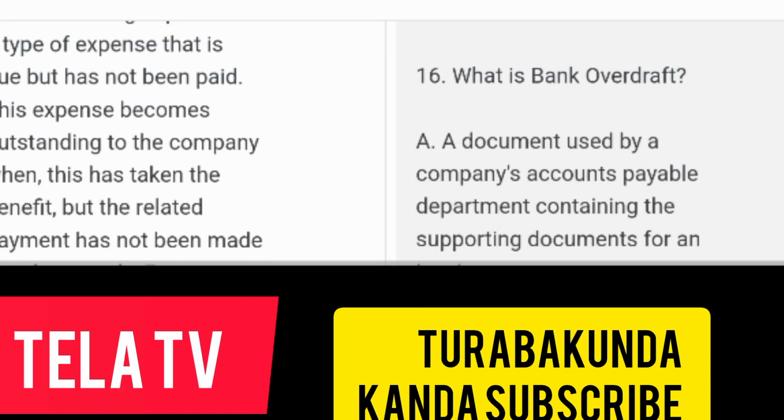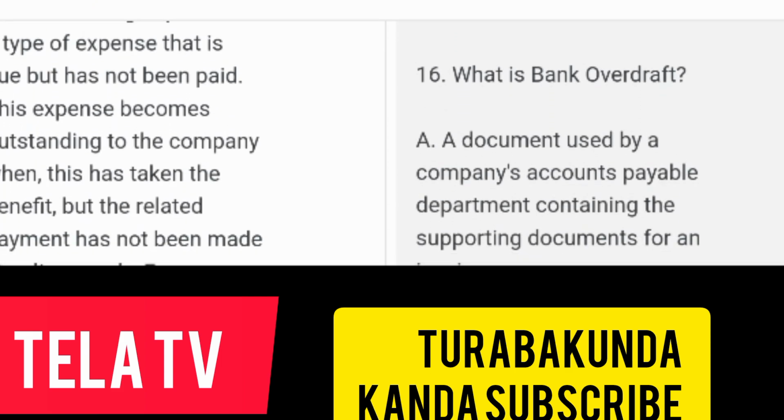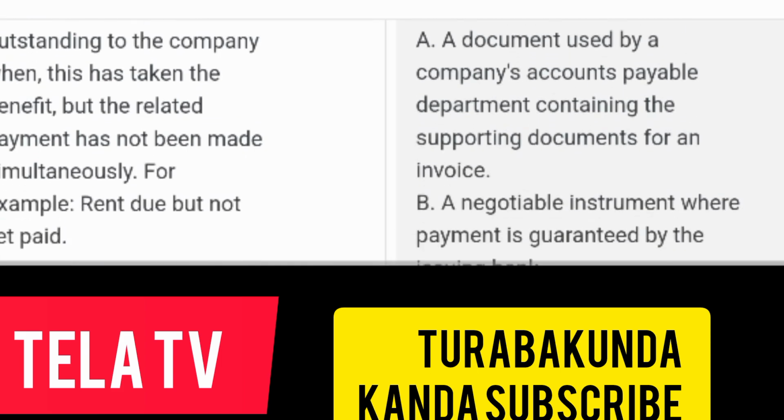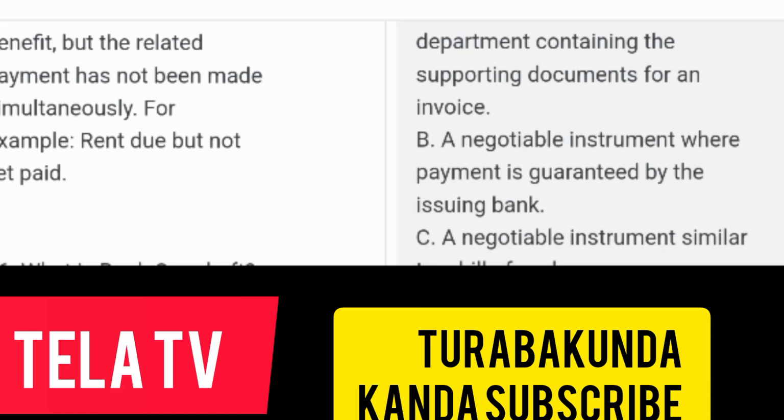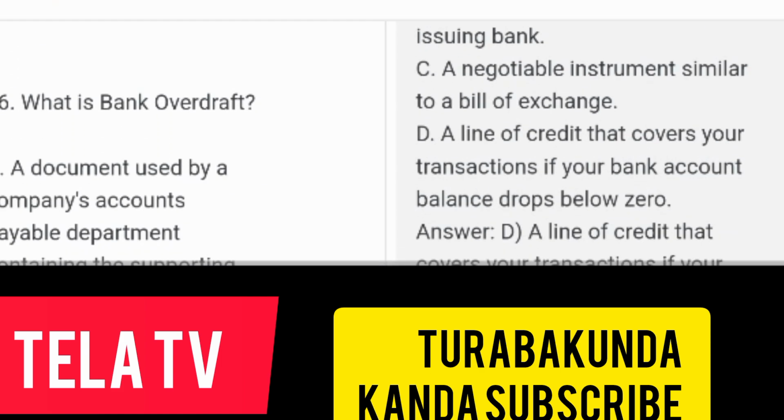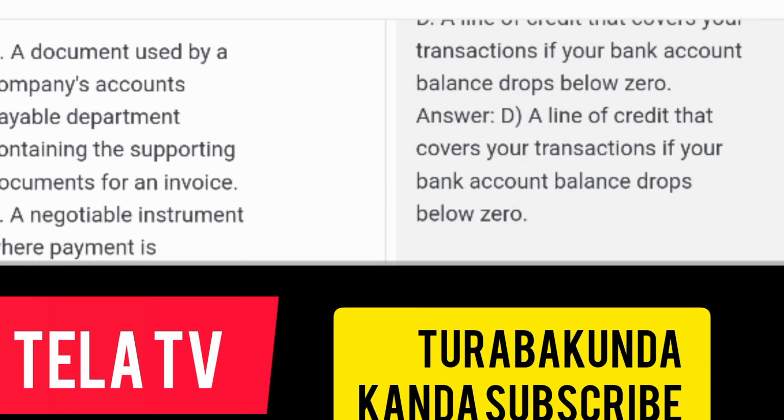16. What is bank overdraft? A. A document used by a company's accounts payable department containing the supporting documents for an invoice. B. A negotiable instrument where payment is guaranteed by the issuing bank. C. A negotiable instrument similar to a bill of exchange. D. A line of credit that covers your transactions if your bank account balance drops below zero. Answer. D. A line of credit that covers your transactions if your bank account balance drops below zero.